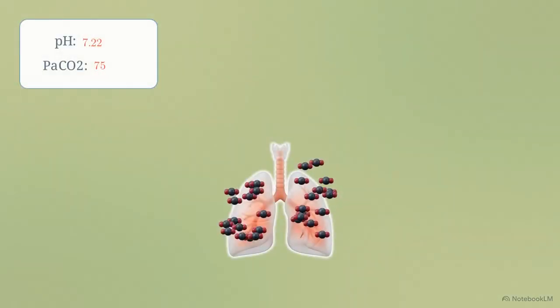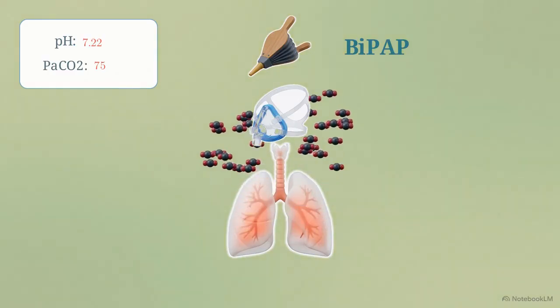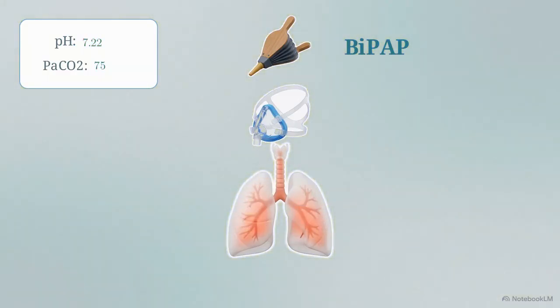Now consider an acute hypercapnic patient. A COPD exacerbation presents with a low pH and dangerously high CO2. Oxygen alone won't fix the acidosis. We need to physically force more air in and out to clear the trapped gas. We need BiPAP. This waveform visualizes the mechanics of BiPAP, delivering two distinct pressures.